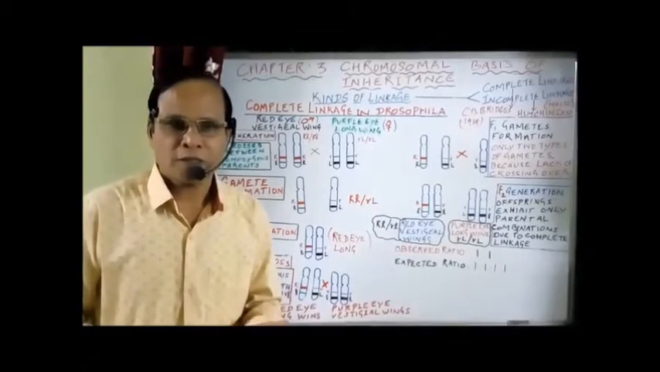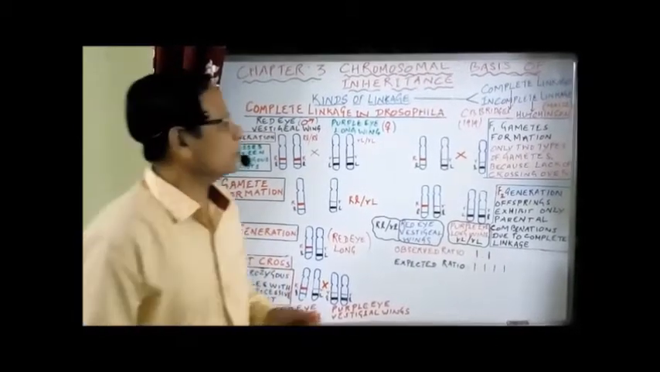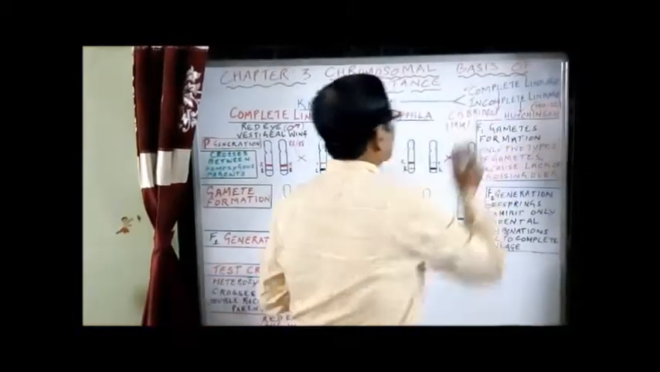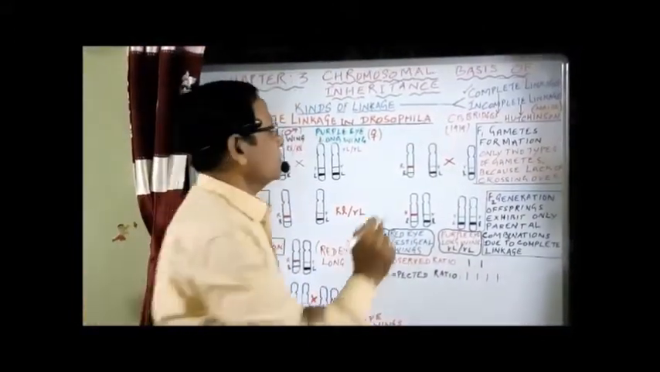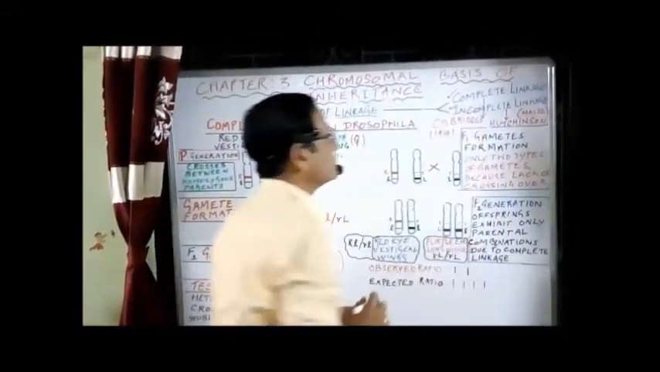If you are taking linkage, there are two types. One is called complete linkage. Another one is called incomplete linkage.